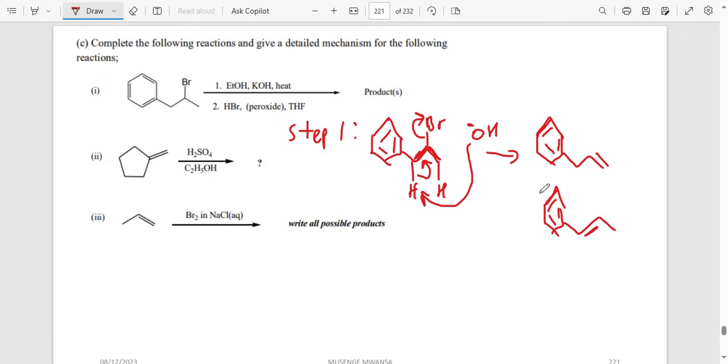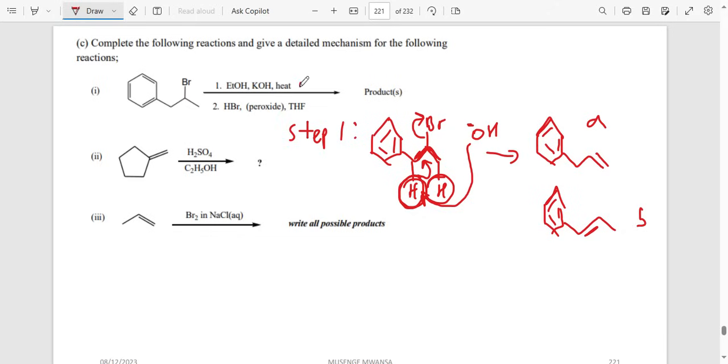But then the question is, which one is the major product? Can someone try that one? Which one is going to be the major product, A or B? Okay, thank you very much. So B is going to be the major product. And the reason for that is here we are grabbing a secondary hydrogen, while here we are grabbing a primary hydrogen. All right, so that is what happens.